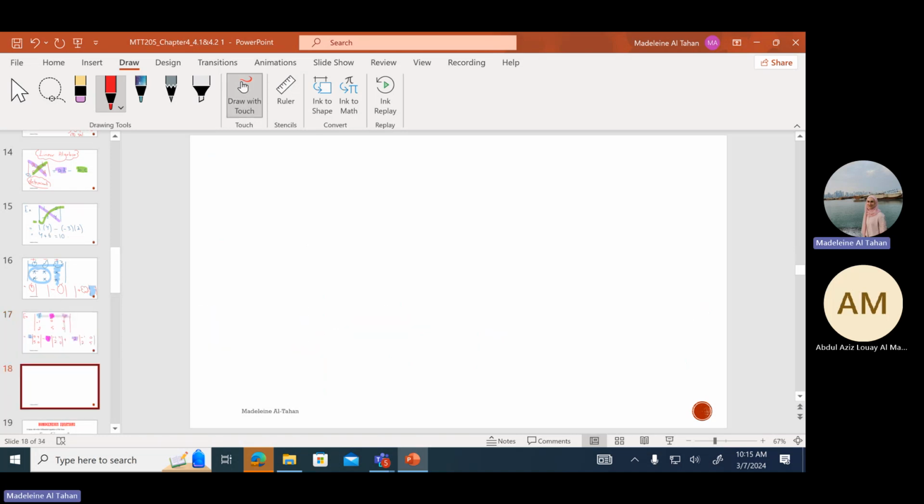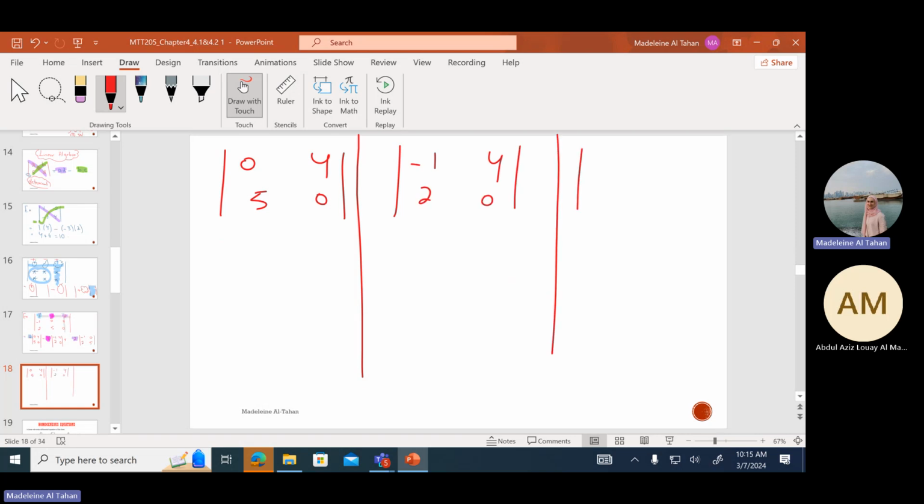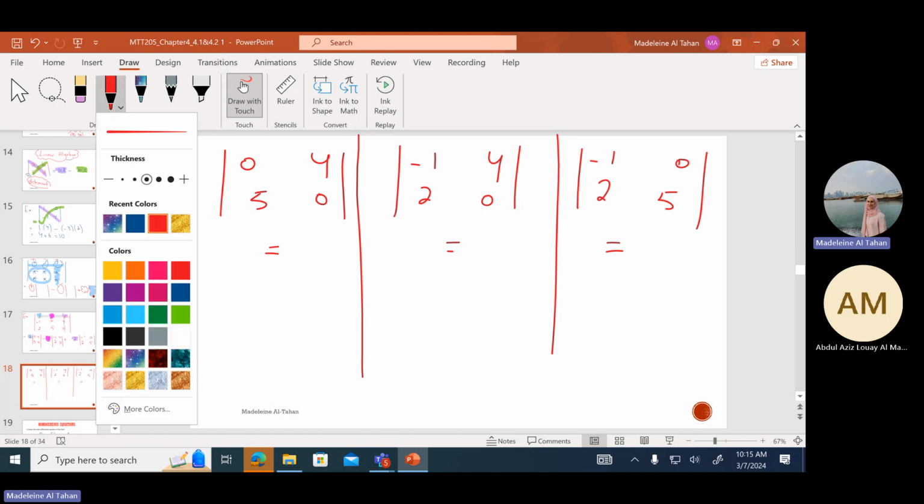Now, what we need to do is find the value of 0, 4, 5, 0. We need to find also -1, 4, 2, 0, and we need to find -1, 0, 2, 5. I will ask some of you to do it, not looking at the board. Please come to the board and do the first one. This one again, main diagonal minus the second diagonal. Ali will do the second one, and Smiley will do the third one.